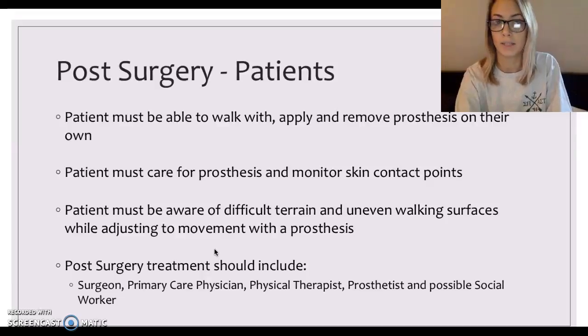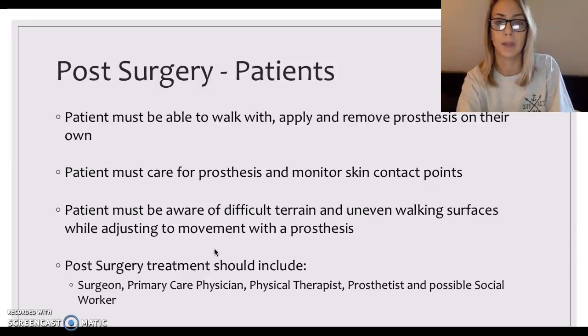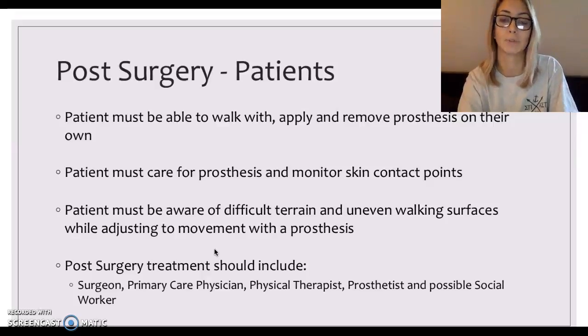They must care for the prosthetic and maintain the skin contact points comfortably. The patient must be aware of difficult terrain and uneven walking surfaces while adjusting to movements with the prosthetic. And the post-surgery treatment should include the surgeon, their primary care physician, a physical therapist, a prosthetic specialist, and possibly a social worker.